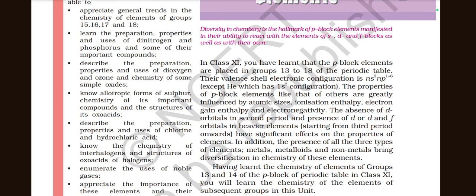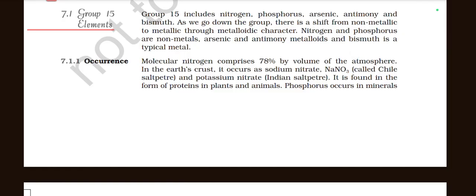Having learned the chemistry of elements of group 13 and 14 of the P block of the periodic table, you will learn the chemistry of the elements of subsequent groups in this unit. Group 15 elements. The group 15 includes nitrogen, phosphorus, arsenic, antimony, and bismuth. As we go down the group, there is a shift from non-metallic to metallic through metalloid character. Nitrogen and phosphorus are non-metals, arsenic and antimony metalloids, and bismuth is a typical metal.